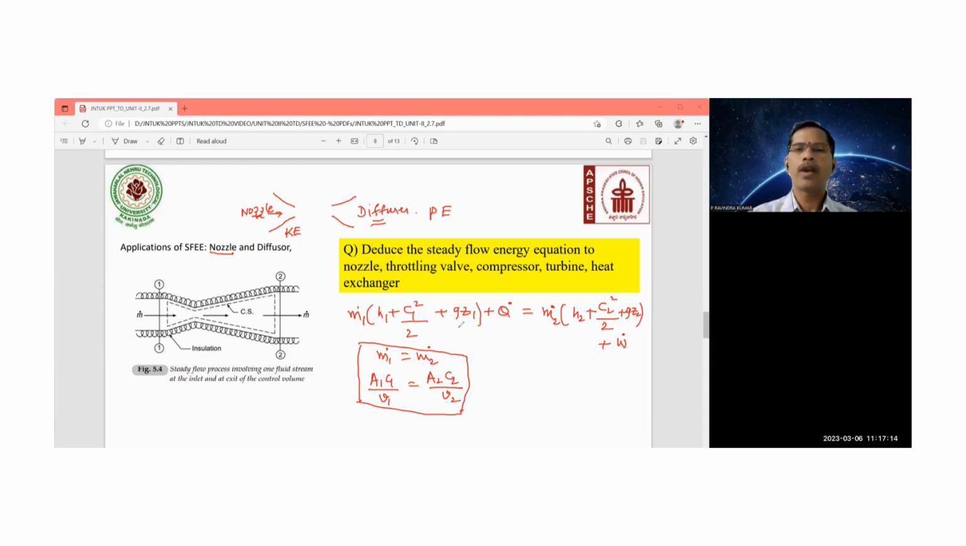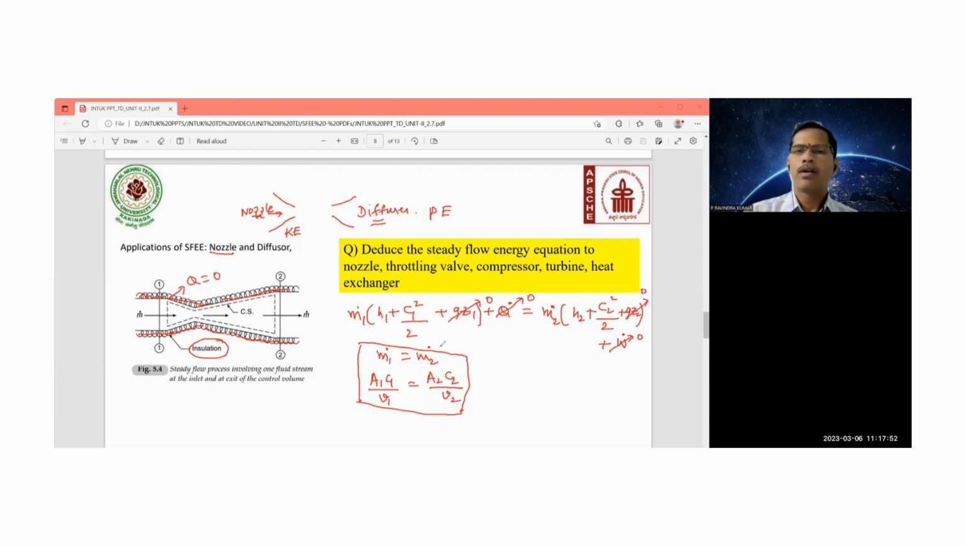Now, when you apply the steady flow energy equation here, this is completely insulated. That means no heat transfer, no heat exchange, so the heat transfer is 0. With this setup there is no work transfer, so the work transfer is also 0. Potential energy is also 0.